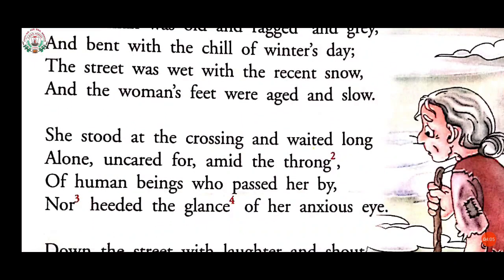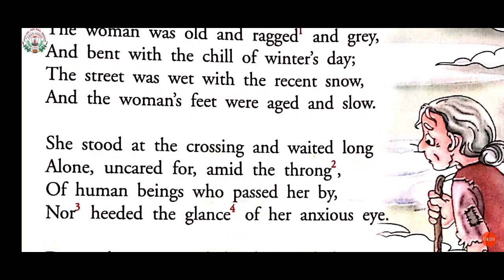Now, come to the second stanza. First, I'll read this. She stood at the crossing and waited long, alone, uncared for, amid the throng of human beings who passed her by, nor heeded the glance of her anxious eye. Now, she stood at the crossing and waited long. That is, she was standing alone at the crossing and waiting for someone's help. And amid the throng, here amid means middle and throng means crowd. So she was waiting for someone to come over there and help her.